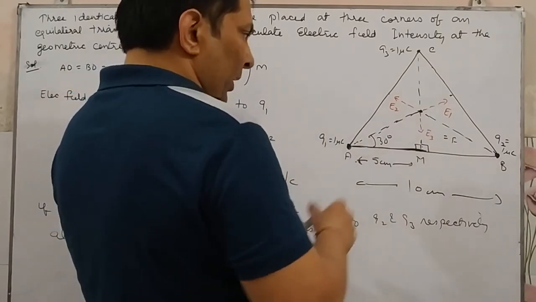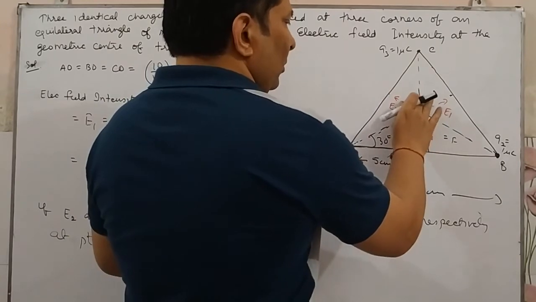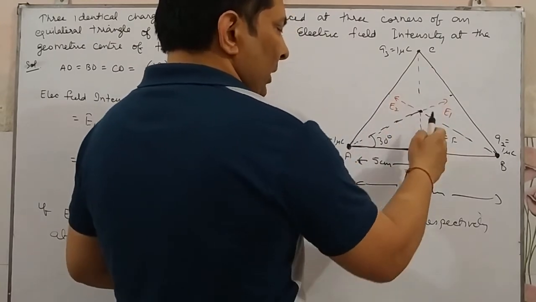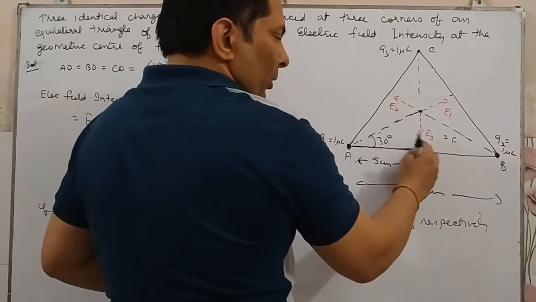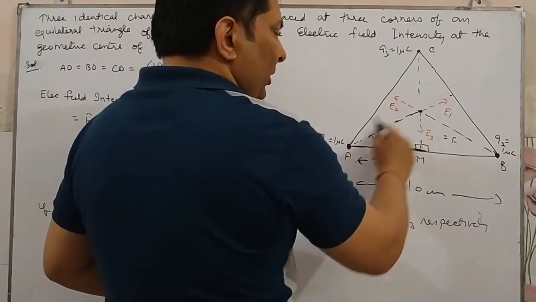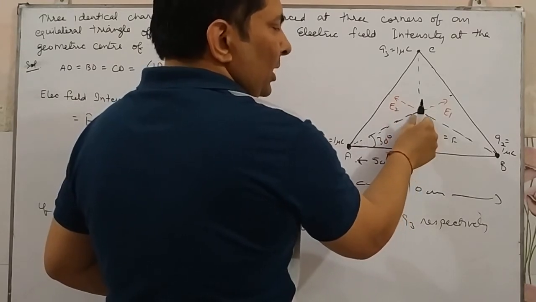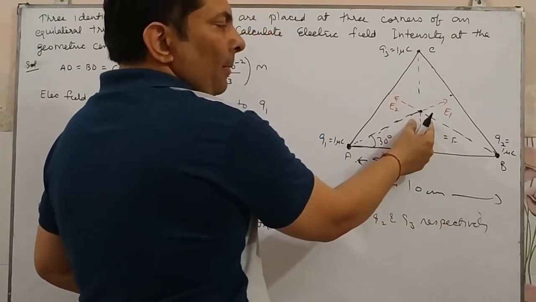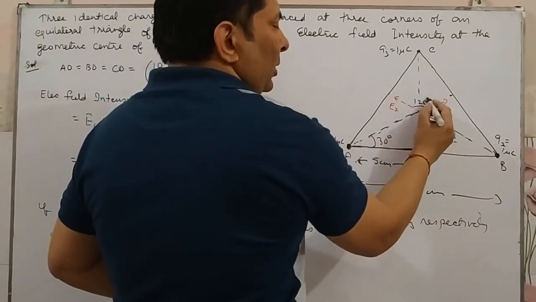Next thing, the angle between E2 and E3 is 120 degrees. Why? Because if this is a right angle triangle, this is 90, and this is 30, so this should be 60. Similarly, this should be 60. 60 plus 60 is 120, and it is 120 here also because of the vertically opposite angle.